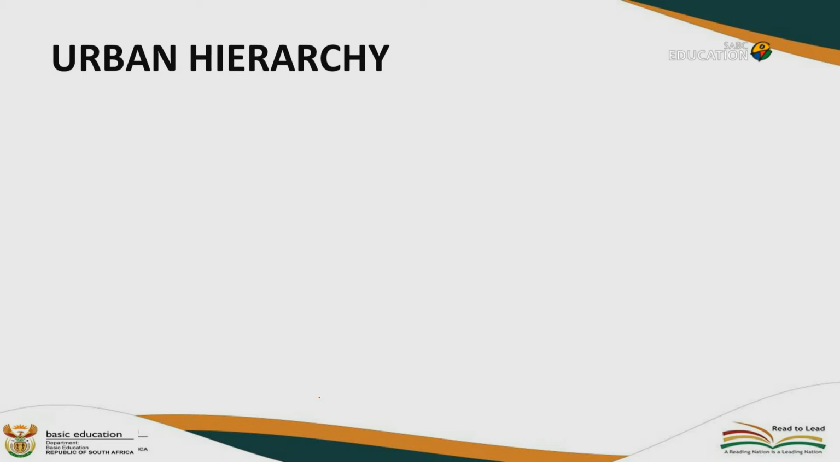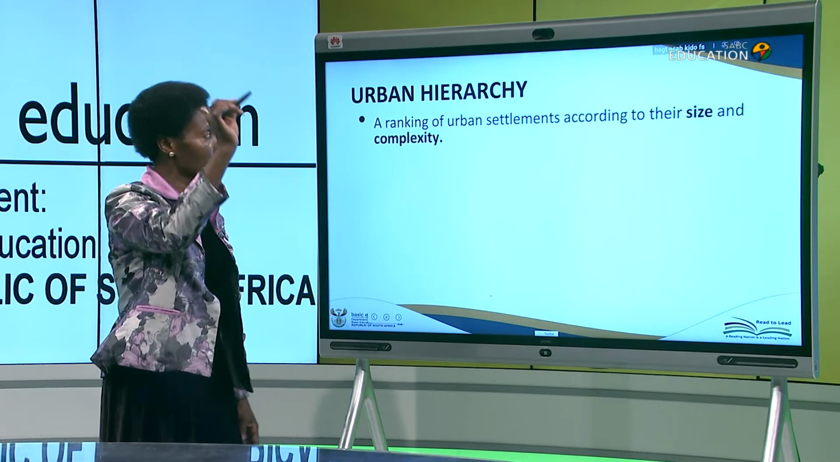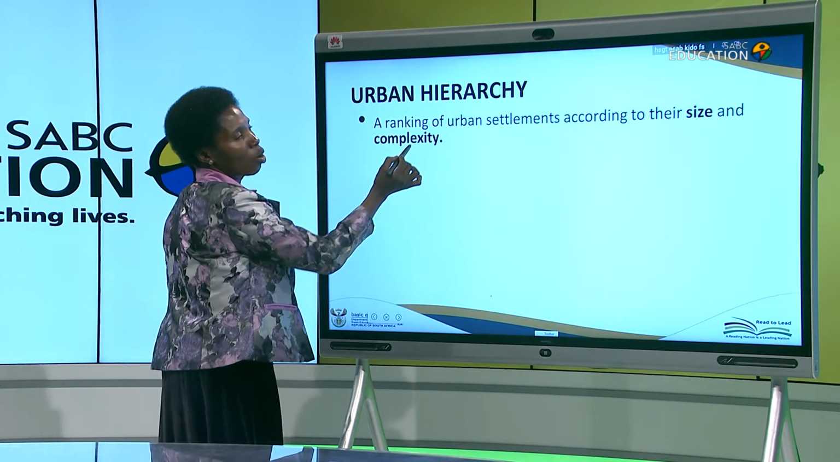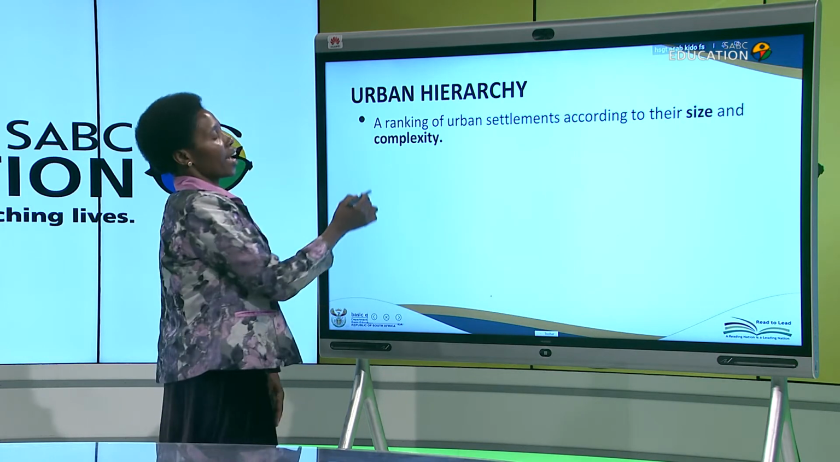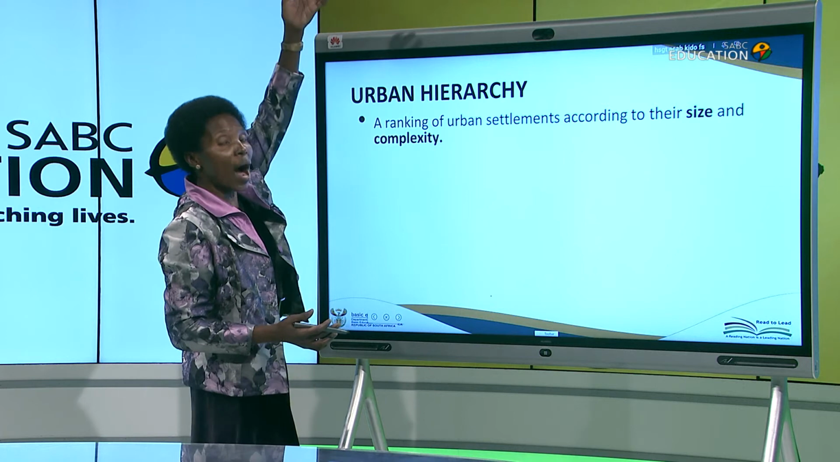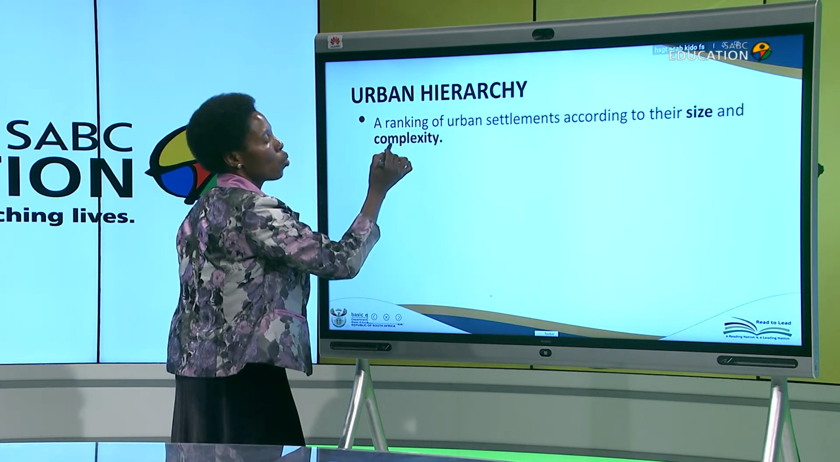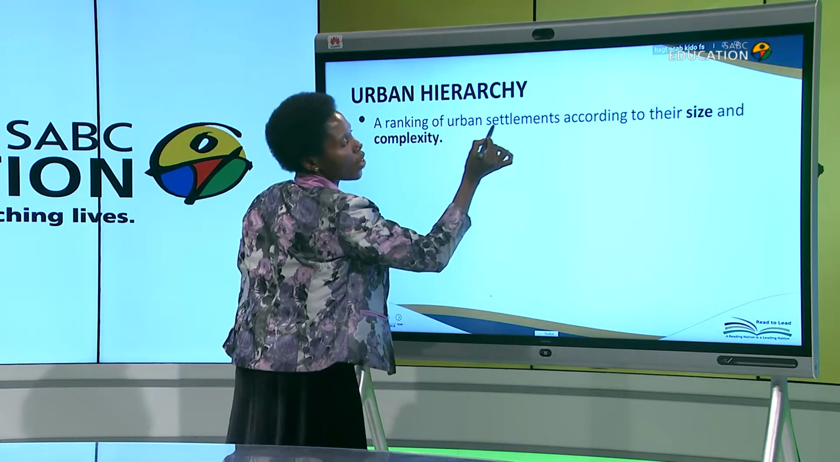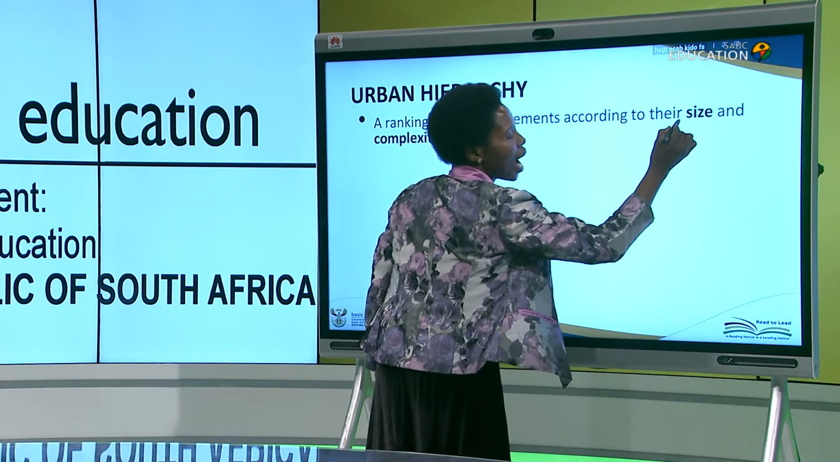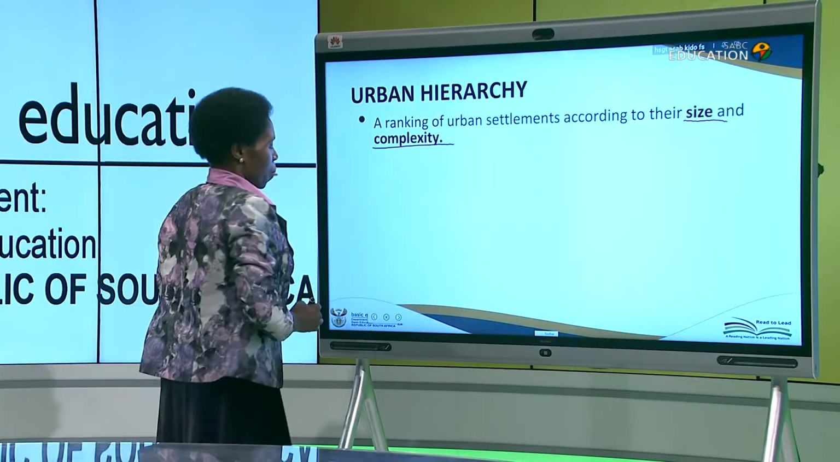When we look at urban hierarchy, there are things that we need to take note of. What is urban hierarchy? You remember the pyramid that we were having. We were ranking them according to their sizes, and I have explained to you that services increase when you go higher up the pyramid. So here, when we define urban hierarchy, we are saying that it's a ranking of urban settlements according to what? According to size and complexity. Okay?